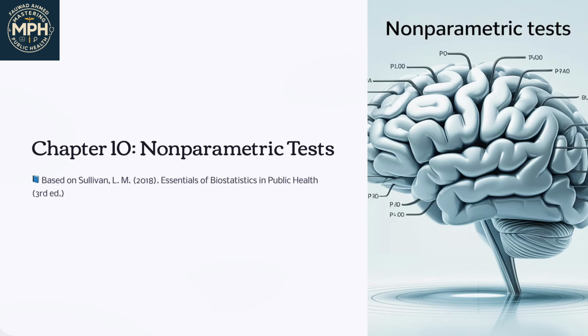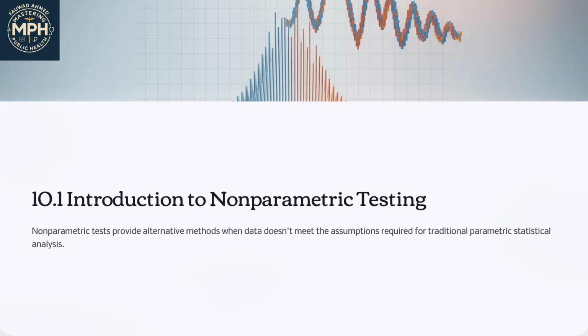These methods assume that data are normally distributed and measured on a continuous scale. But what if our data are skewed, ordinal, or the sample size is small? That's where nonparametric tests come in.